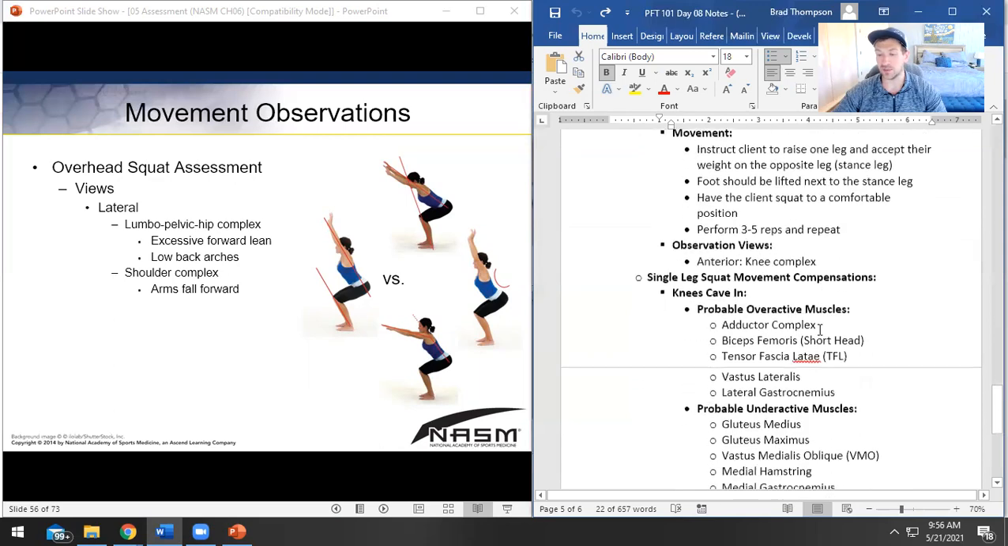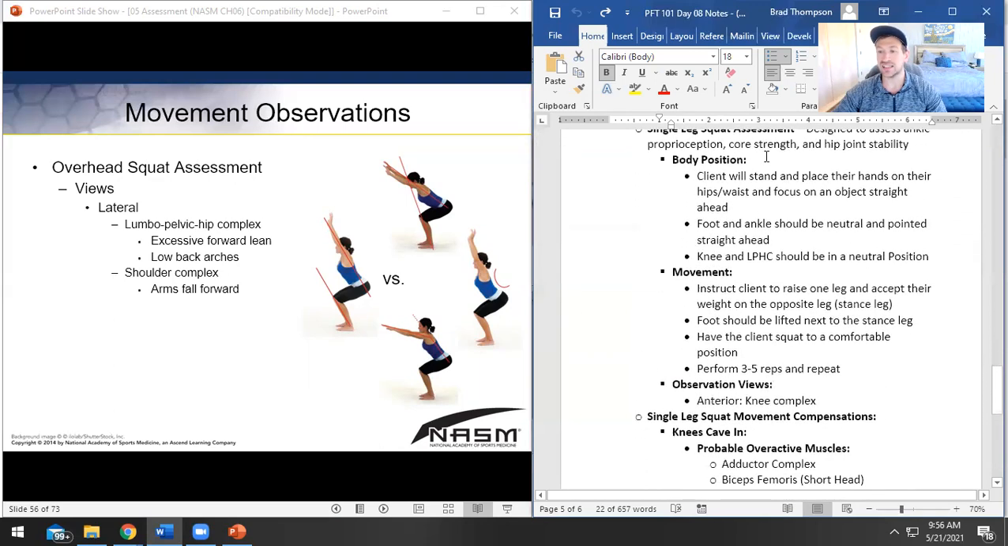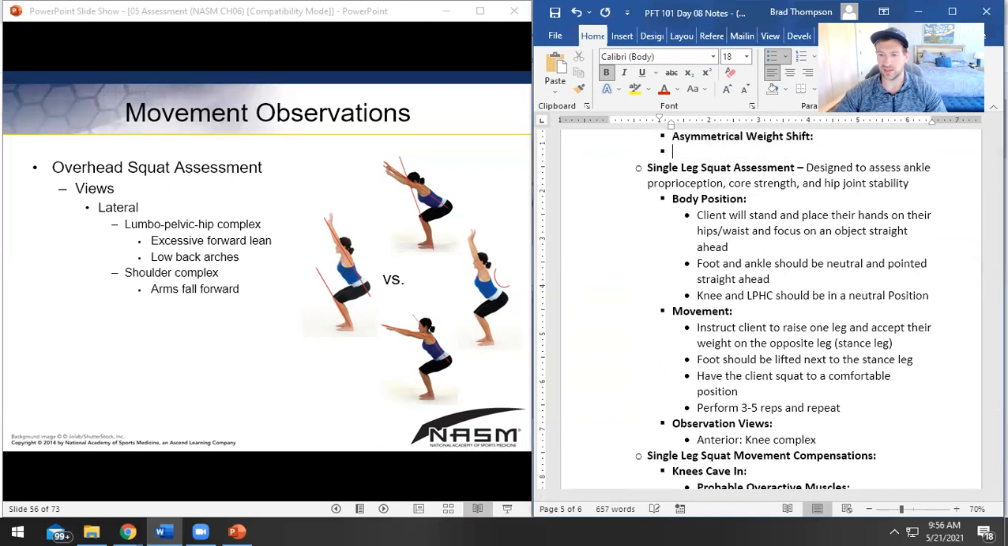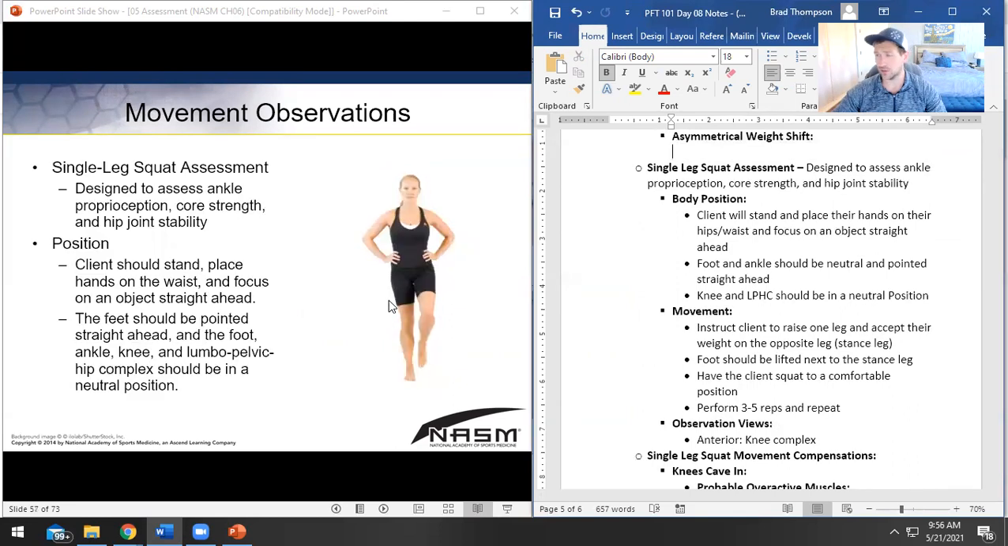But the next type of assessment that you're going to look at is the single leg squat assessment. The single leg squat assessment is very similar to the overhead squat, except that this is designed to assess your ankle proprioception, your core strength, and your hip joint stability. Basically, we're looking to see, does our client stabilize while they are moving, right? So both of these are movement assessments. If you had a client who absolutely nails their overhead squat, they do it perfectly, well, then we can put a little bit more stress on the body by giving them the single leg squat, right?